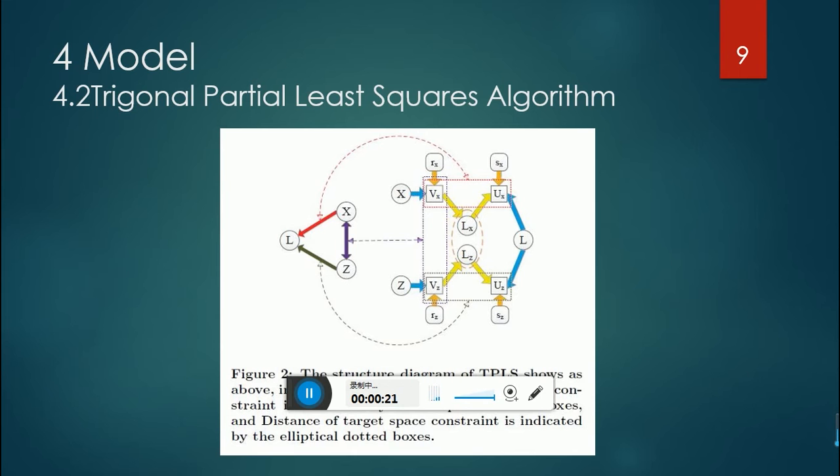As you can see, the circle here is just the original space: X means the image features, V means the text features, and L means the label features. The square means the latent variables, and the dotted squares mean the latent space here, and this green one.